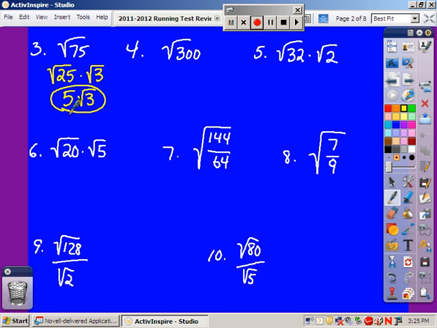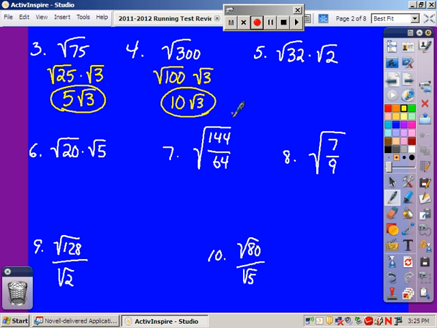Same thing with 300, I'm going to split it into 2. The biggest perfect square is 100. I saw a lot of people writing 25 on their paper. It does go into it evenly, but it's not the biggest one, so it's not totally simplified. If you use 100, you'll be okay. Square root of 100 is 10, and I'm left with the square root of 3 here. That is my final answer.